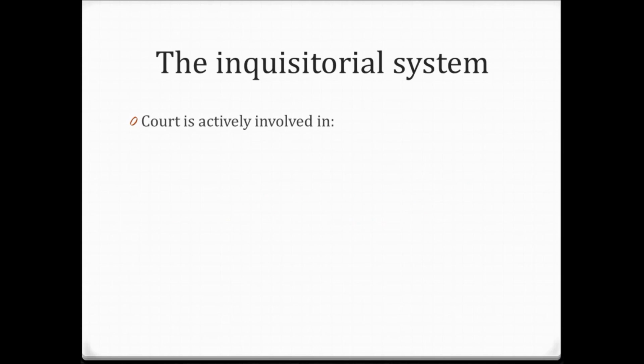Just a general overview of the inquisitorial system. It's generally used in parts of Europe and also in Asia. It's where the court is actively involved in conducting the trial, determining the facts, and finding the truth. So it compares to the adversary system where the sides battle to win the case, and therefore the truth should emerge. In the inquisitorial system, they actively seek out the truth.